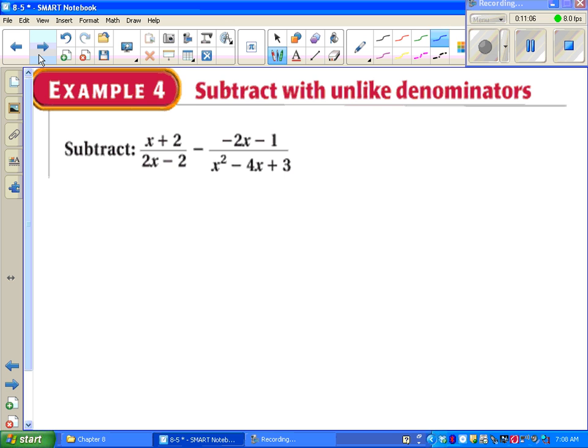Next up is the same as last time, except now we have a minus sign in the middle. Shouldn't be too big of a deal. We still go through those same steps. We're going to find our LCM. And to do that, we need to factor. Go ahead and pause the video and factor both of these, see if you get what I get.